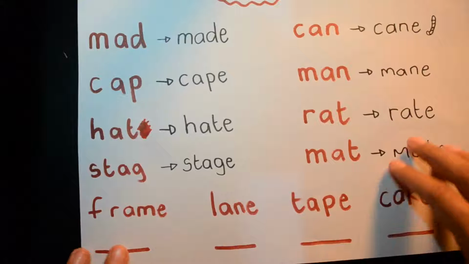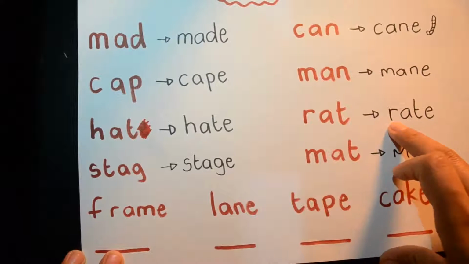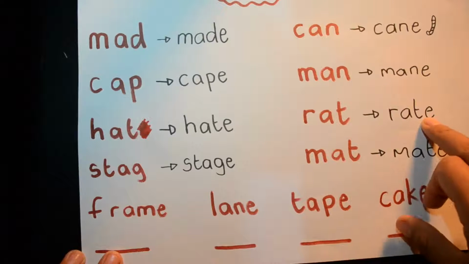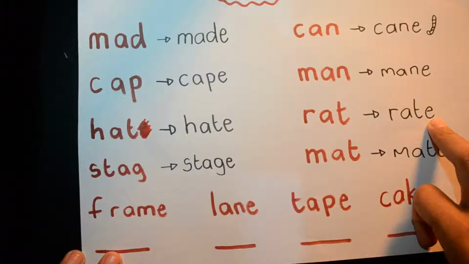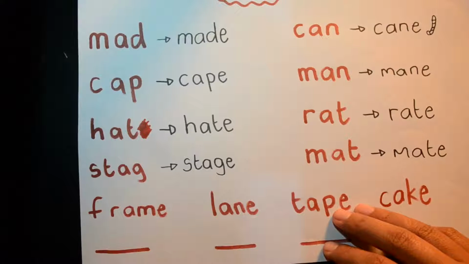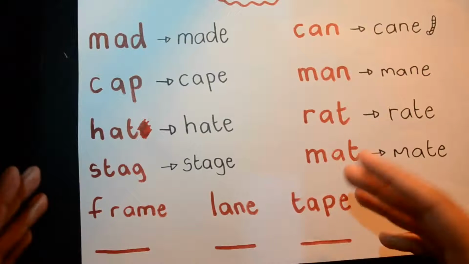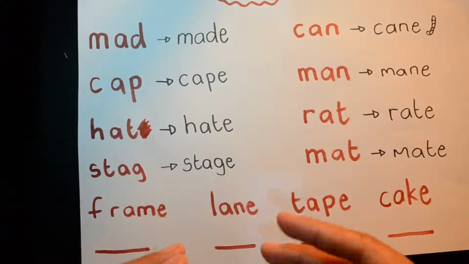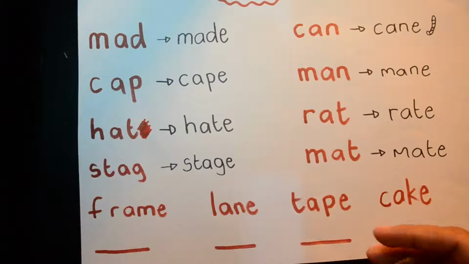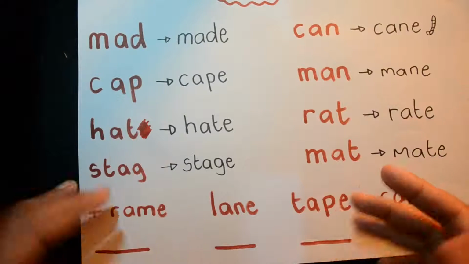Okay, and then we have the word rat, and rat will change to eight, rate. Okay, and rate is like when you go to a place, they will ask you to please rate the place. That means you have to say how good it was or how bad it was. Okay, so that's when you rate something. You say how good it was or how bad it was.